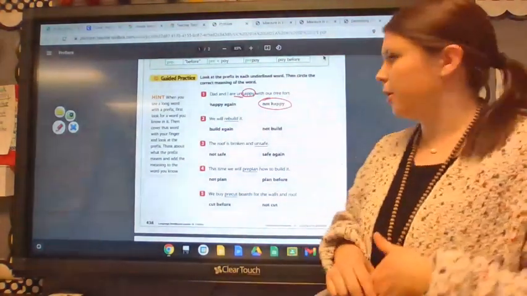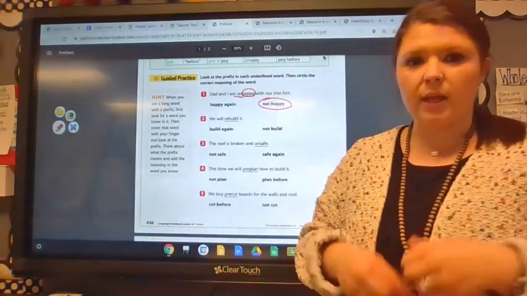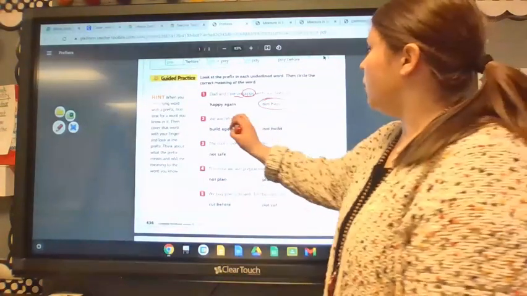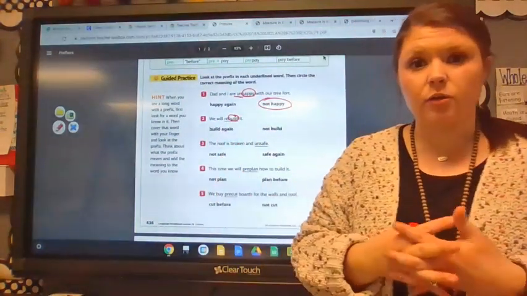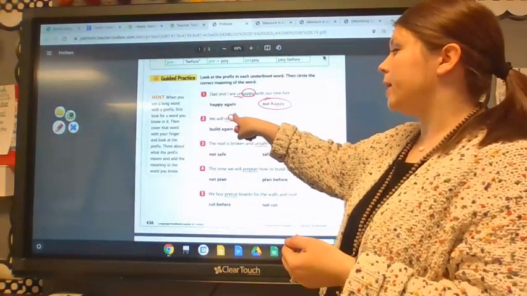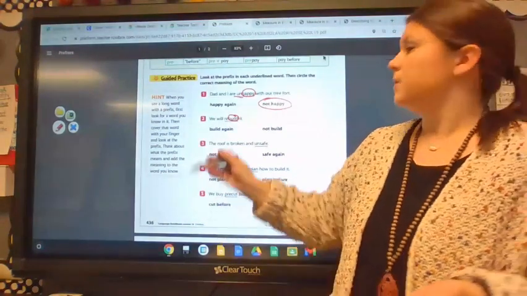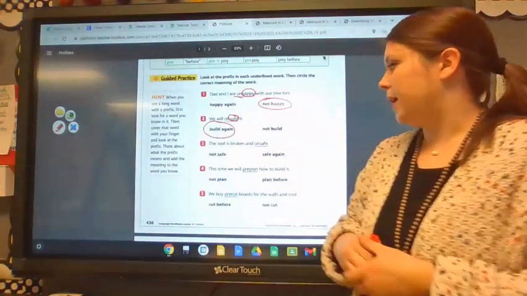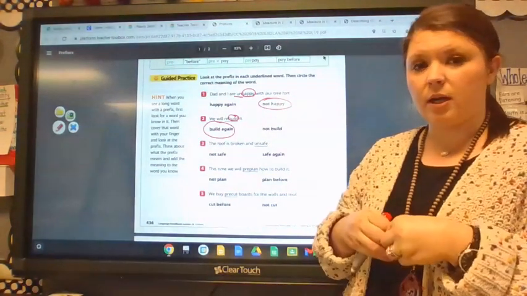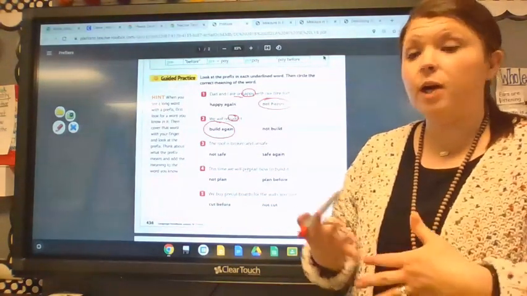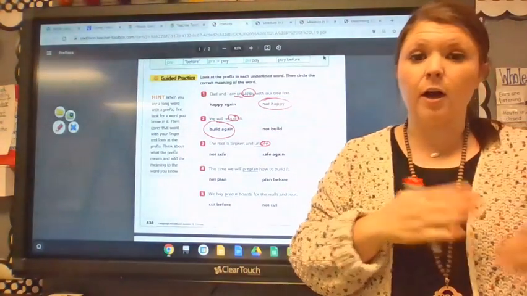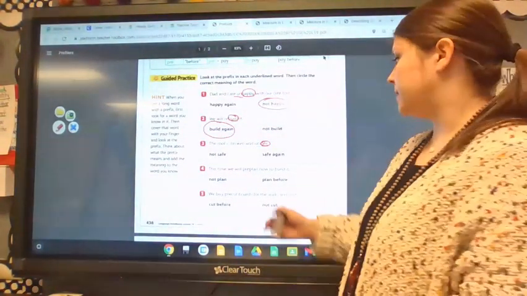All right, let's look at sentence number 2. We will rebuild it. Well, let's look inside that word rebuild. What word do we know in there? We know build means to put together or construct, right? So when we put that prefix re, meaning again, rebuild means what? To build again. All right, number 3. The roof is broken and unsafe. Inside that word unsafe, we know the word safe, right? But if we put un in front of it, un means not. So if we are unsafe, that means we are not safe.